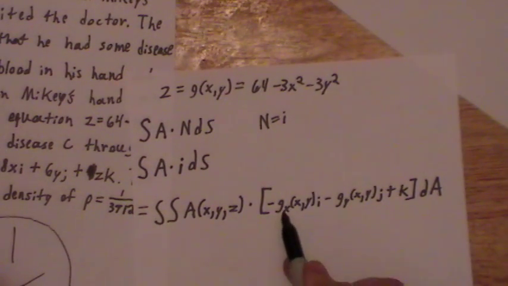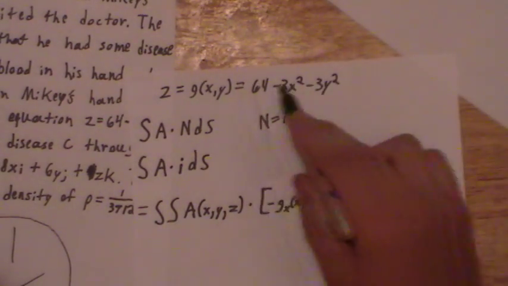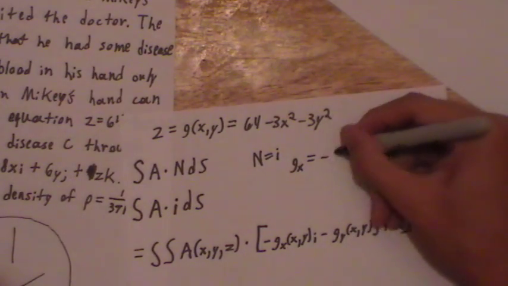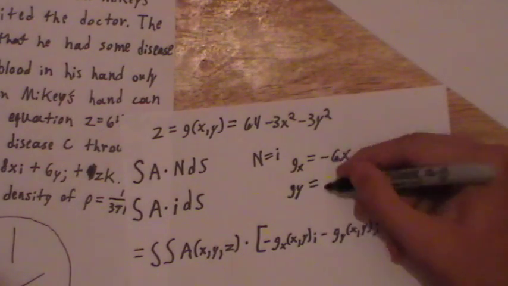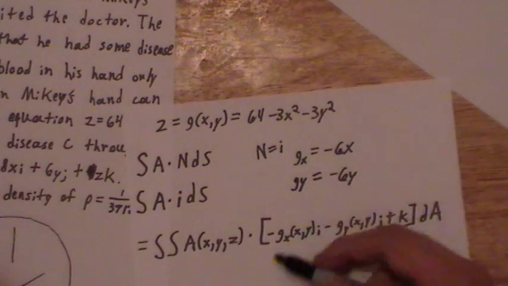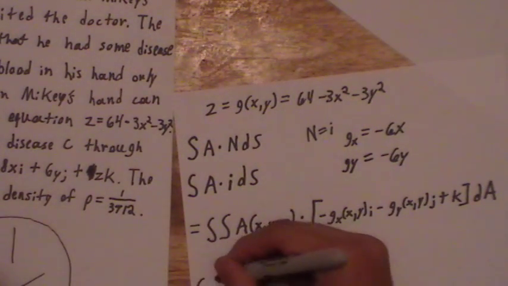And as you established before, our g of x and y is this equation here. So to find the g sub x, simply differentiate this with respect to x, and the g sub x is simply negative 6x. If you do the same for the y, the derivative with respect to y is negative 6y. And if we plug those in here, those negative signs go away and it becomes positive. So that makes things a whole lot easier.